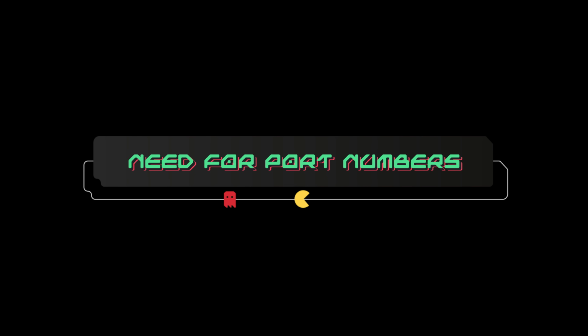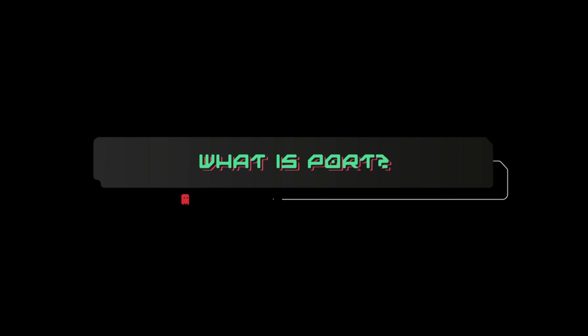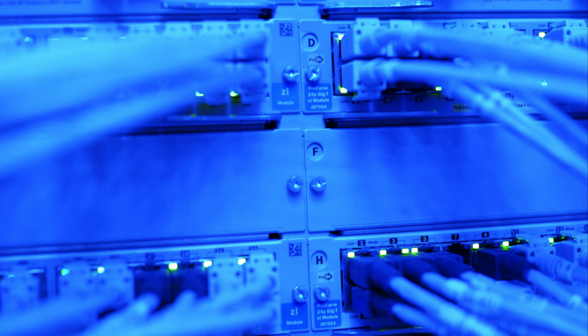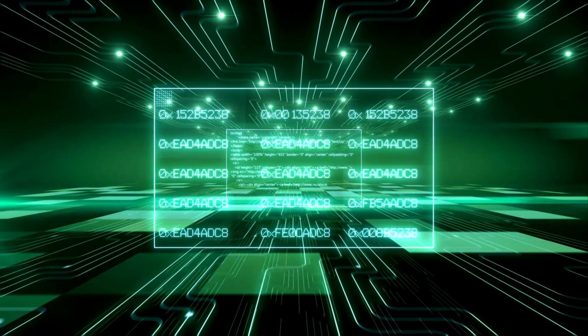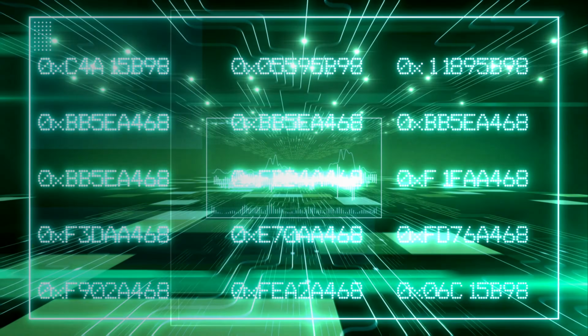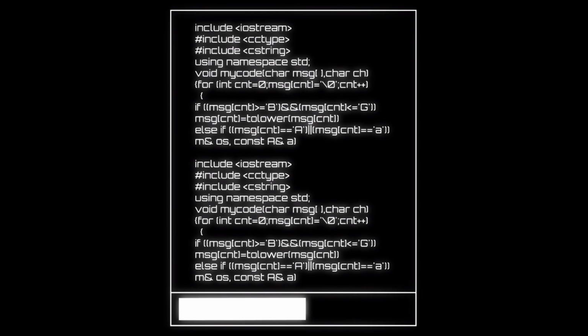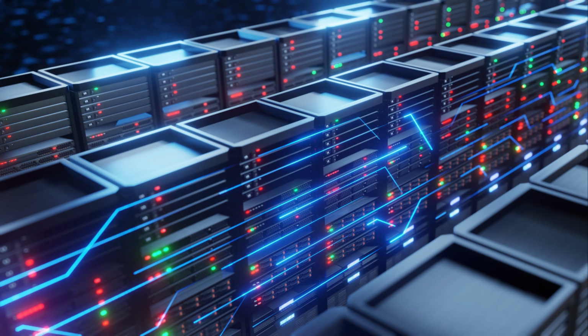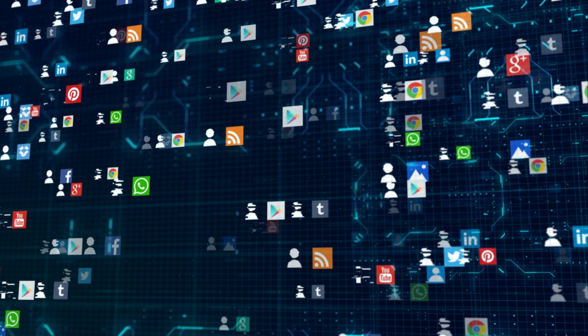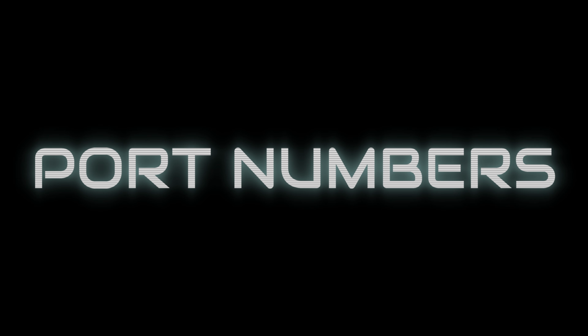Now that we understand the need for port numbers, let's look at what a port actually is. A port is a virtual communication point where network connections begin and end. Unlike physical ports on a computer, network ports exist in software and are used to manage communication between devices and applications. Each port is associated with a specific process or service running on a device. When data arrives at a server or computer, the operating system needs a way to determine which application should receive that data. This is accomplished using port numbers.